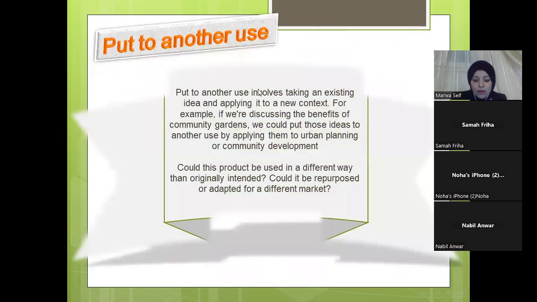Okay, the P for put to another use. Of course, the P is one part of the SCAMPER technique. P, put to another use. So could this product that we are working on in the CLIL lesson be used in a different way than it originally was intended? Could it be repurposed or adapted for a different market? Okay, I mean, another use of the product, another way to look at the idea.